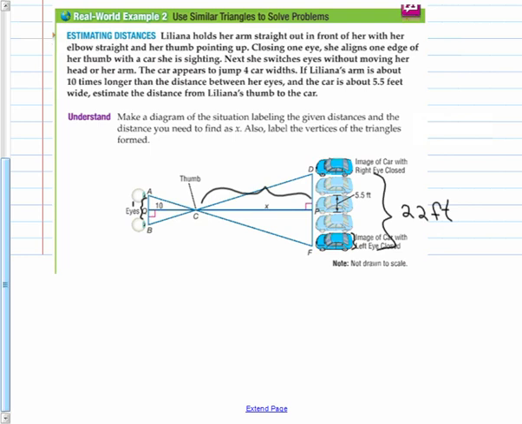So I can say, oh, 10 to 1. Let me do it that way. And you can do it many ways. How would that match? X to 22. So x times 1, or x, equals 10 times 22. What's 10 times 22?